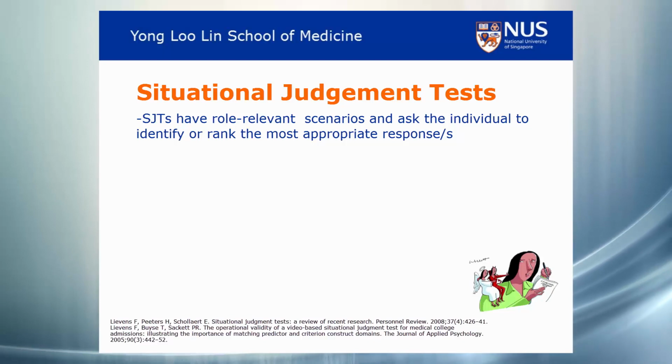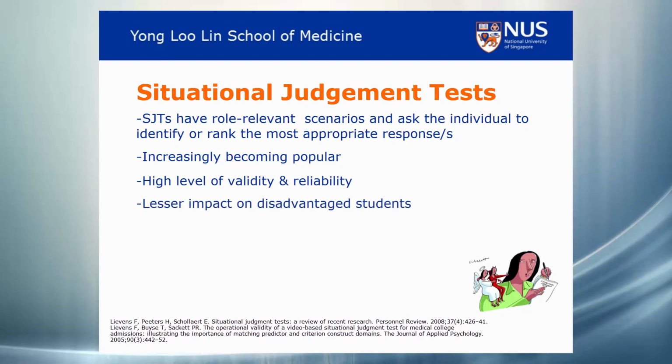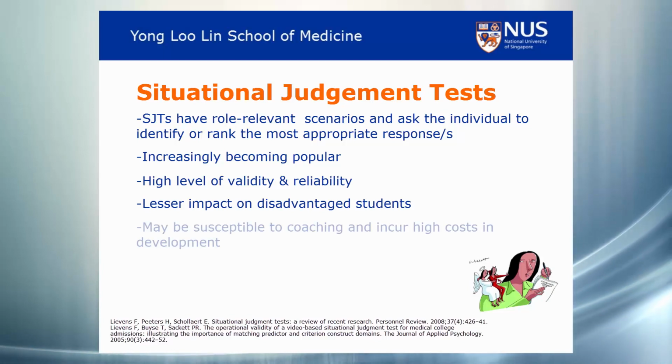And you ask the individuals to identify or rank the most appropriate responses against the ranking or the most appropriate response chosen by an expert in that particular field. So SJTs are now increasingly becoming popular. It has been shown by the studies that it has a high level of validity and reliability. It has also been shown, and this is why it is becoming popular, that it has a lesser impact on disadvantaged students. One of the downsides to this is that it may be susceptible.